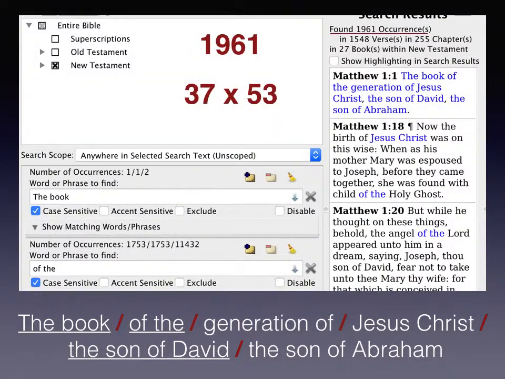Okay, here we have the full verse again, the book of the generation of Jesus Christ, the son of David, the son of Abraham, 1,961. 37 times 53.